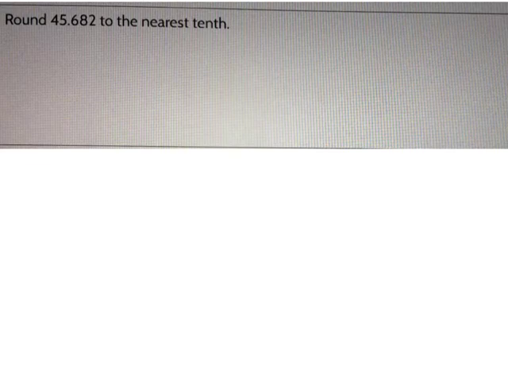Now let's start today's lesson. Last Friday, we rounded to the nearest whole number. Today we're going to be rounding to the nearest tenth. We'll start with an example.